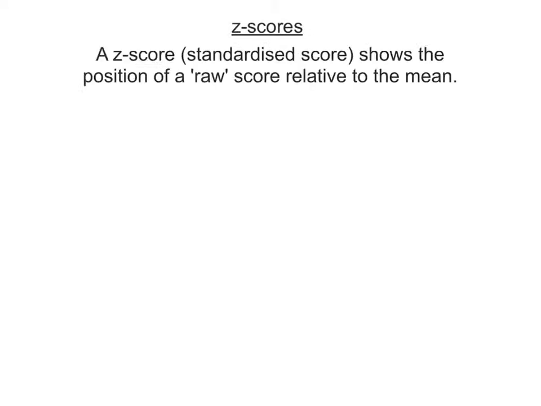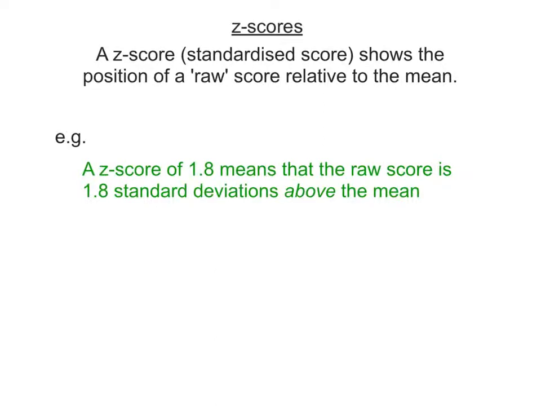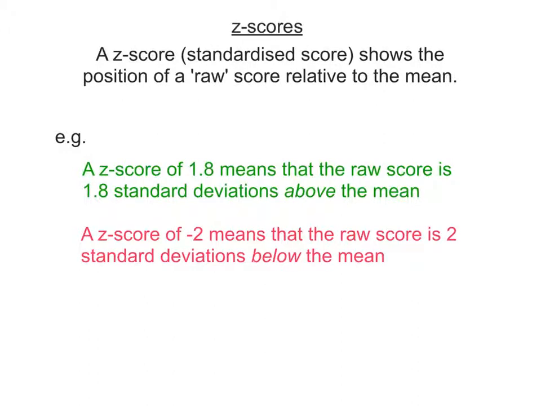In this video, I want to have a look at z-scores. A z-score is also called a standardized score, and it shows the position of a raw score relative to the mean. For example, a z-score of 1.8 means that the raw score is 1.8 standard deviations above the mean, whereas a z-score of -2 would mean that the raw score was 2 standard deviations below the mean.